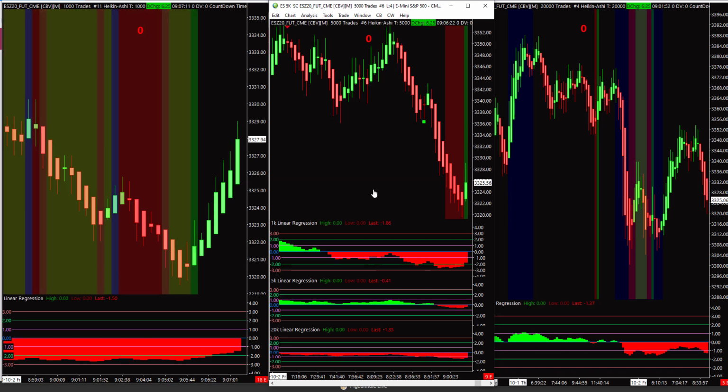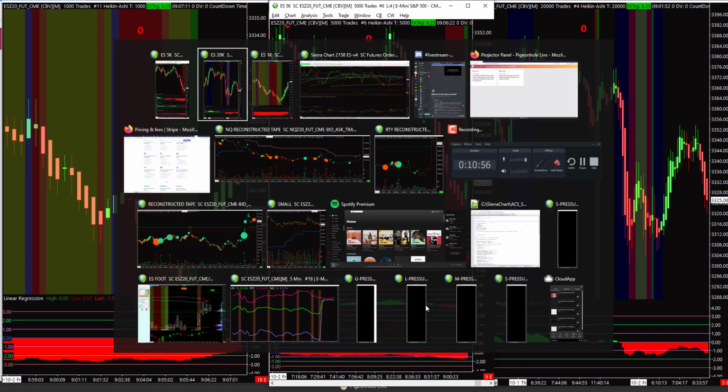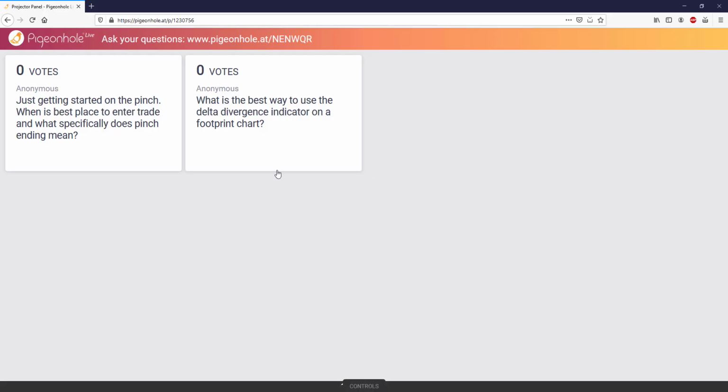And again, the best conditions are where all time frames are severely oversold. The pinch has detected it, and also the linear regression has detected it. In this case, I think the only one that was really oversold in terms of linear regression was the 1,000 trade chart. I think these other 2 were just a little bit away from their mean, right? So, all right, I'll just leave it at that. Hopefully that helps. Let me just check on questions here.